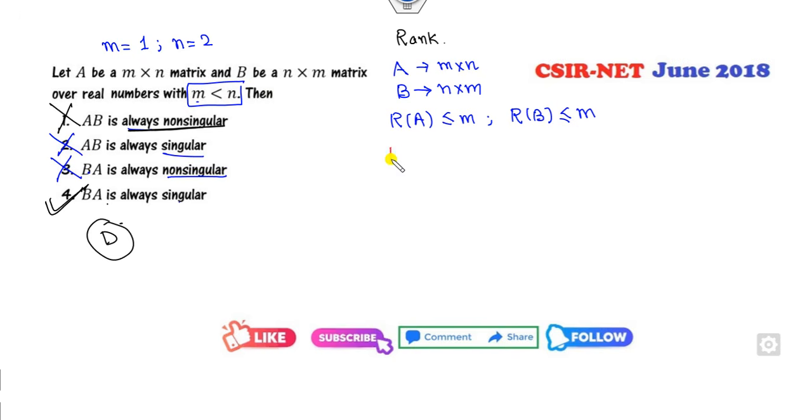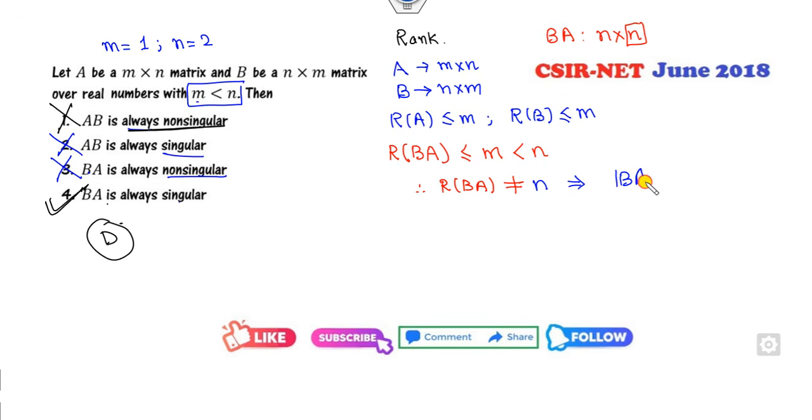Now look at the options. Firstly, I can choose the rank of BA. What is my BA? BA is N cross N. What is the rank of BA? It is less than the minimum of rank A and rank B. Fine. But clearly, it is less than N. So what does it mean? The rank of BA is not equal to the number of column vectors, what does it mean? The determinant of BA is 0 always, that means BA is always singular. This option is cancelled. Similarly, I can find the rank of AB.